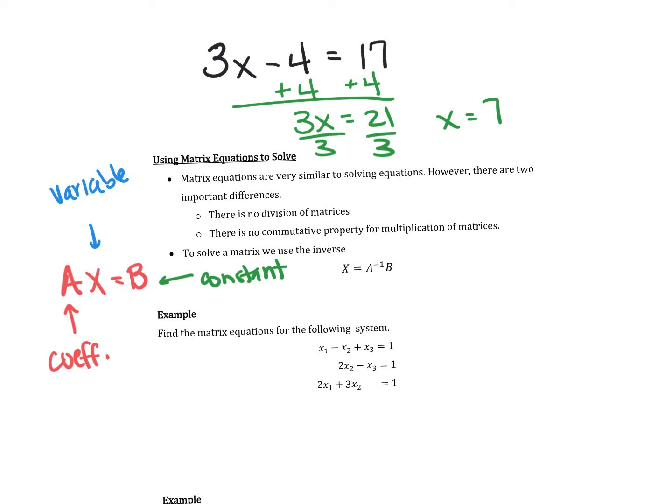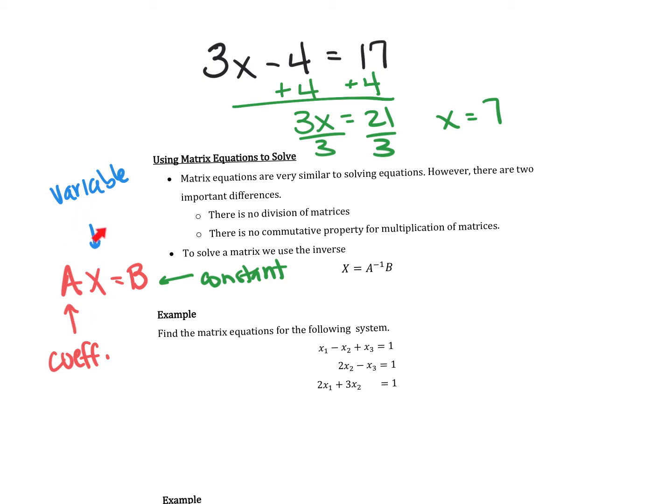If I want to solve that, I can see that I need to divide by A. Well, there is no division of matrices. And because there is no division of matrices, the way we divide with a matrix is we use the inverse. So if we try to divide by A, or multiply by the inverse, we're going to get this equation right here: X is equal to A inverse B. So the first step in doing all of this is to set up what we call our matrix equation.